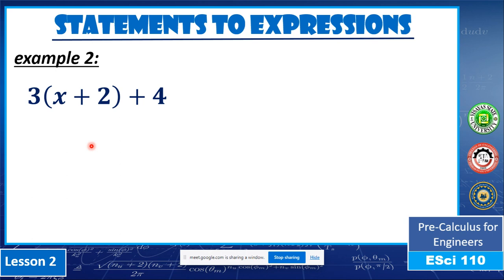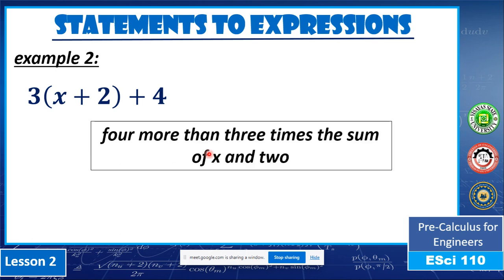How about if you're given 3 times x plus 2 plus 4? So in this case, we can say that this is 4 more than 3 times the sum of x and 2. Kasi di ba sabi ko noon, you can use this more than kasi di ba sa huli. Like you can start on the back part or on the rear part. So 4 more than, meron tayong addition, 3 times the sum of x and 2. So di ba? Simple as that.